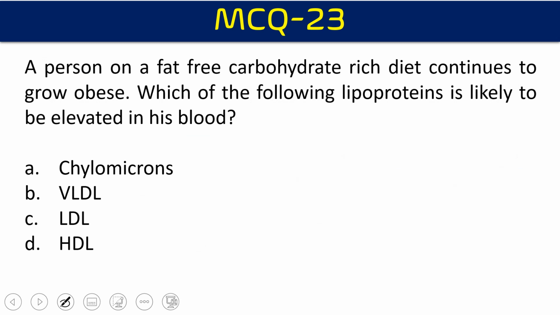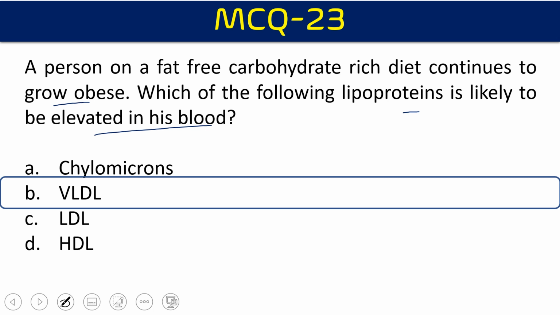A person on a fat free, carbohydrate rich diet, means a carbohydrate rich diet but free from fat, continues to grow obese. Which of the following lipoproteins is likely to be elevated in his blood? The correct answer is VLDL. Why? Because when we eat carbohydrates, this carbohydrate inside our body is going to be converted into fatty acid and ultimately into triglyceride. And that triglyceride in my body will be used for the formation of VLDL.